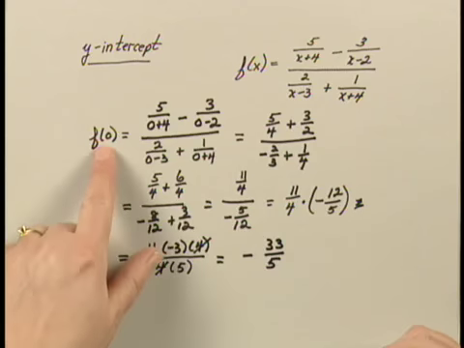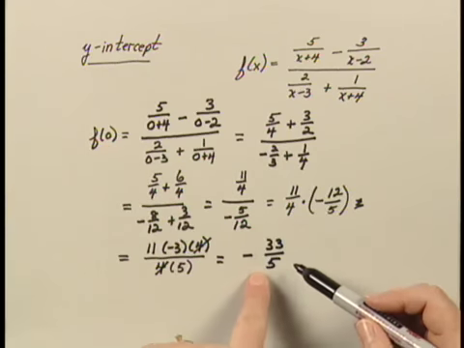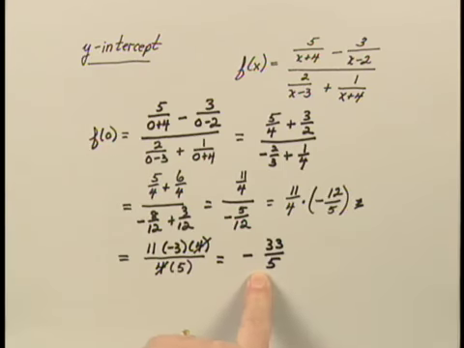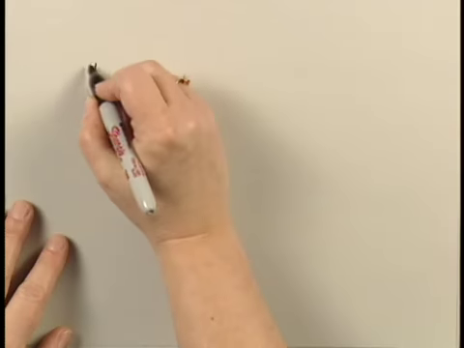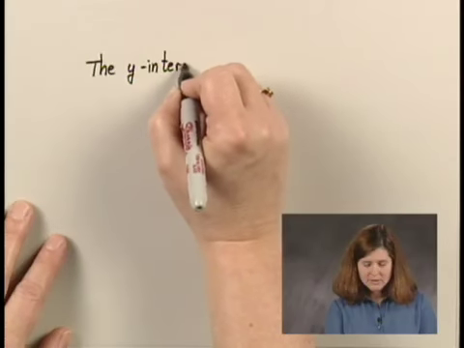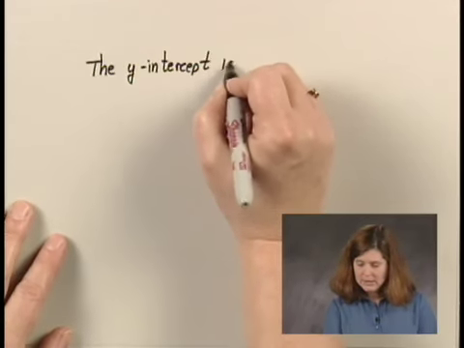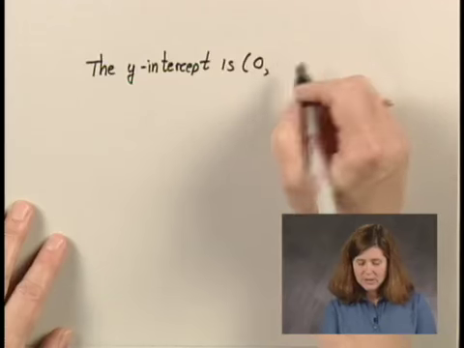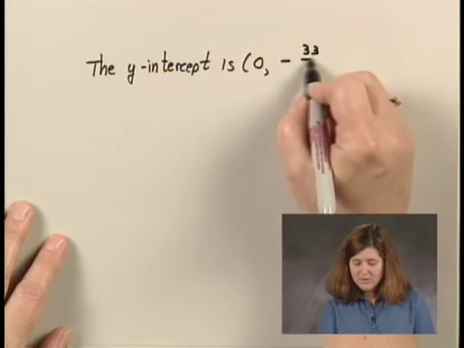That tells me when x is 0, the y value is negative 33 fifths. So I write that the y-intercept is the point 0, negative 33 fifths.